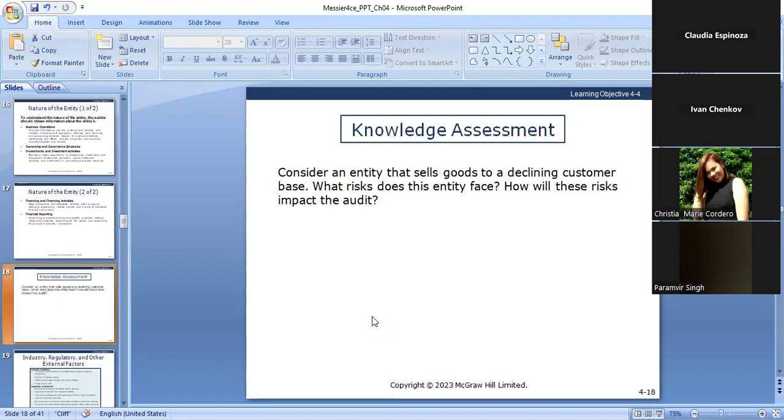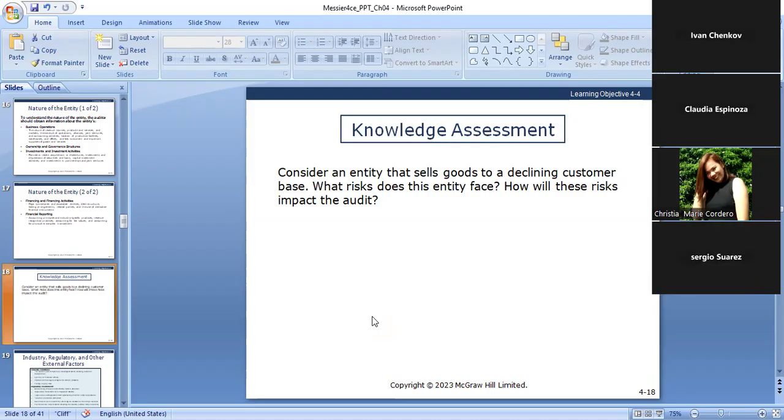And obviously, they're selling goods. Let's say they're selling VCR cassettes for VCR players, a business where the technology is starting to die, and we have to assess the risk that the company entity is facing. What will be the risk? The risk is definitely the company disappearing.